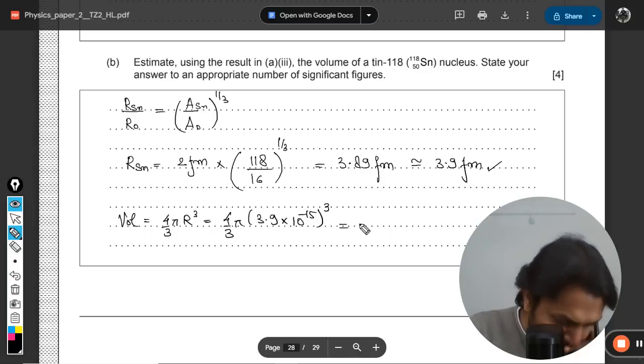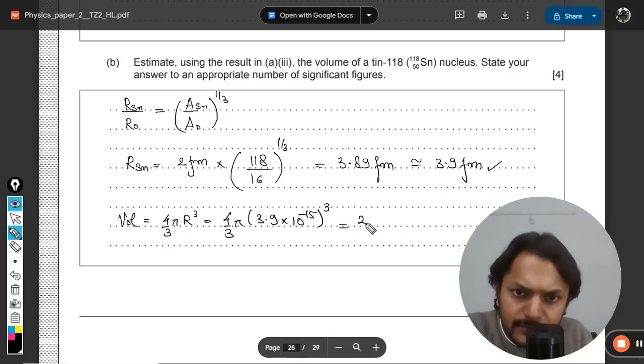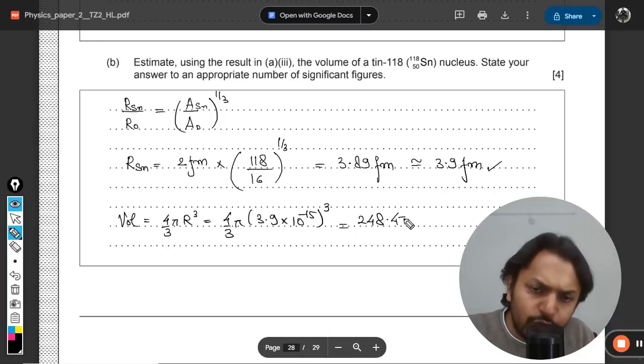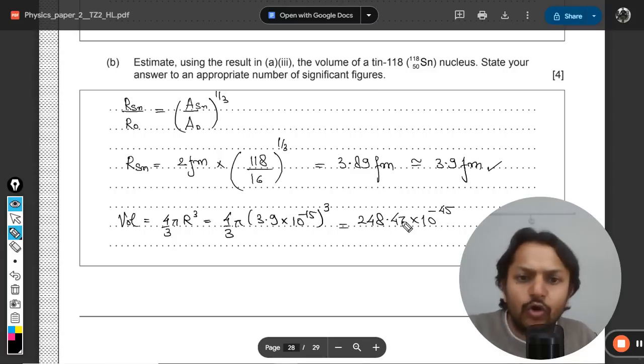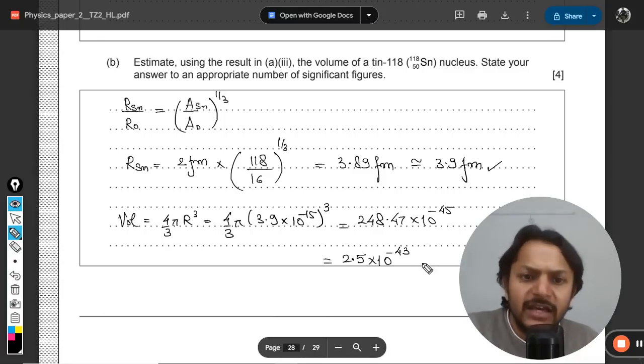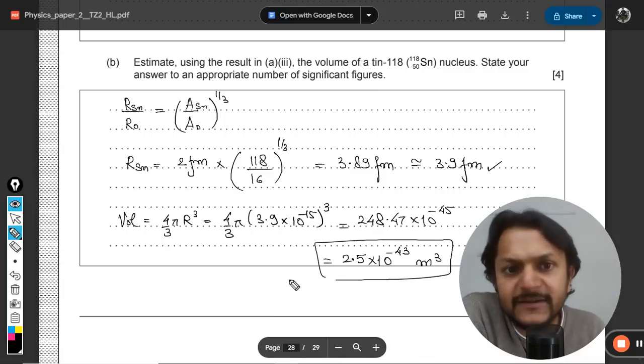So 4 by 3 into pi into 3.9 cube. Yes, I'm getting 248.47 into 10 raised to power negative 45. Accordingly, I can say that it is 2.5 into 10 raised to power negative 43 because two zeros have been used. So this will be the volume, meter cube. This should be the correct answer for us.